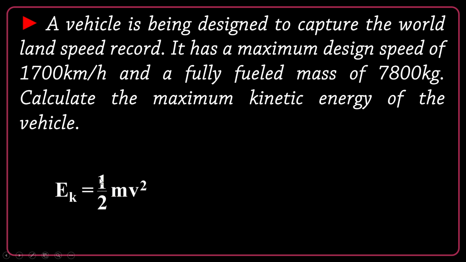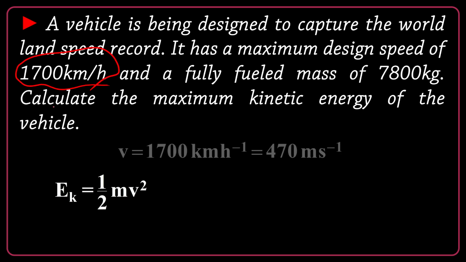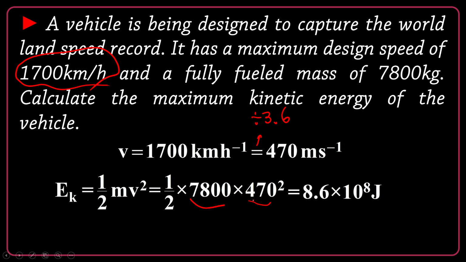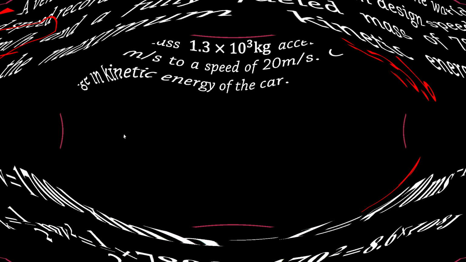Okay, here I have kinetic energy to be a half of mv squared. Here I need the speed in SI units. Fortunately, it's not in SI units, so let's write it like that, and you can divide it by 3.6 to get 470 meters per second. Now I will plug in the values, 7800 for the mass and 470 for the speed. Finally, I will have 8.6 × 10^8 joules, the kinetic energy of the car at maximum speed.